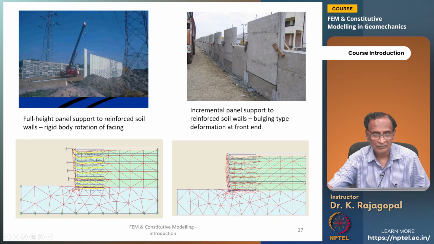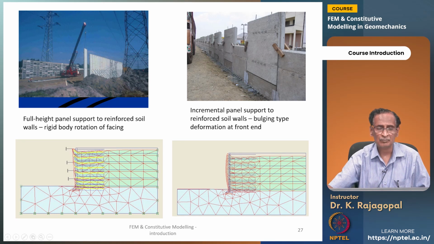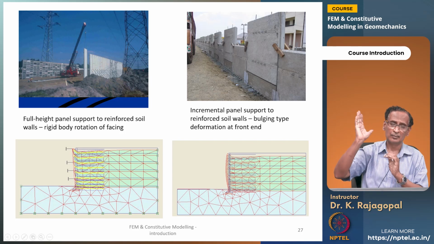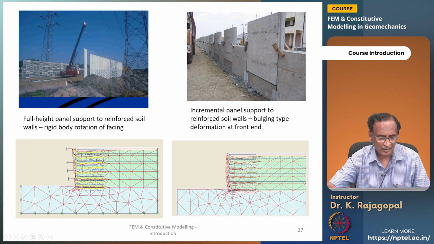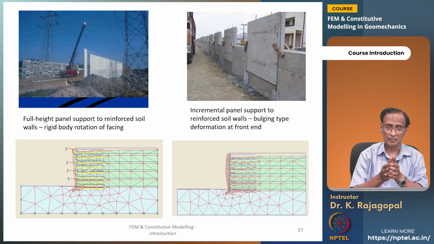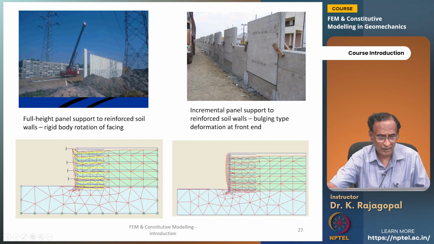And here I am showing two different types of retaining walls. One is called a full height panel wall, where the entire height of the wall is made up of only one single concrete panel, and its manner of deformation is going to be like a rigid body, rotating around the bottom. It's like this. The upper picture is the actual picture taken from the site, whereas the bottom one is from our finite element analysis.